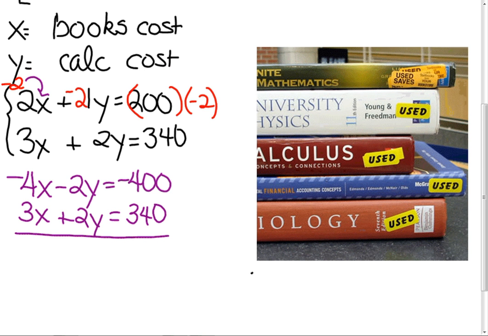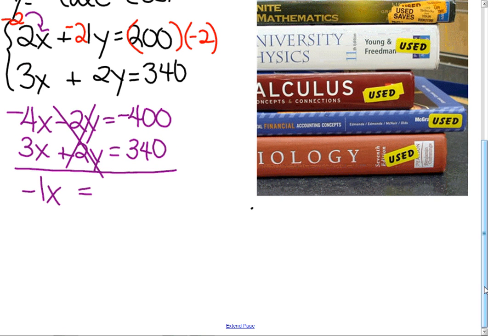How many x's are left? Negative 4 and a positive 3. Jake, what is that? You have a lot of makeup to do. Negative 1 X. What happened to the y's? They canceled out. Gabe, you're not getting anywhere. Equals. This is still required. So what's a negative 400 plus 340? Negative 60.